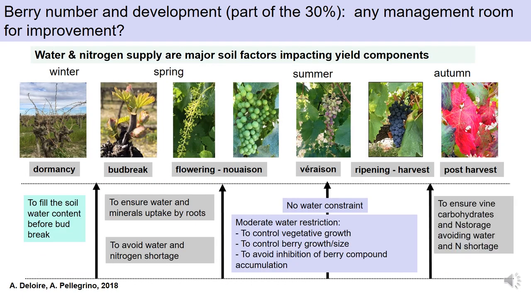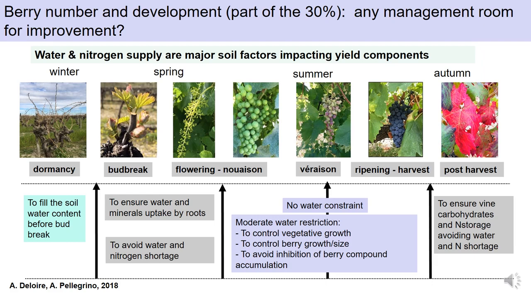So, to summarize, you see with this slide that speaking about water, for example, in fact, a vine needs water from pre-bud break to post-harvest. Why from pre-bud break? Because you need to refill the soil water content to have a proper latent bud development and to keep a proper fertility, latent bud development, including the inflorescence development, etc., as we already saw.